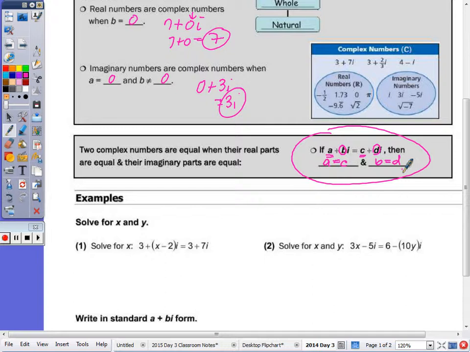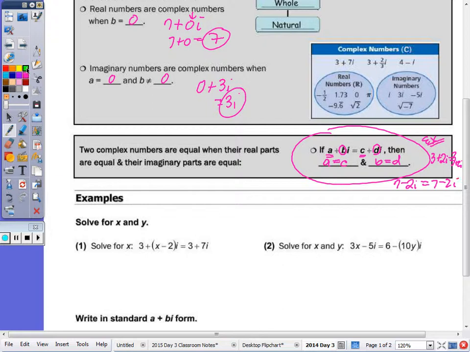So I'm going to give you just a real simple example. If I have 3 plus 2i, what's the complex number that's equal to 3 plus 2i? It has to be the exact same thing, which would be 3 plus 2i. Another one: 7 minus 2i is equal to 7 minus 2i. They have to be exactly the same to match.